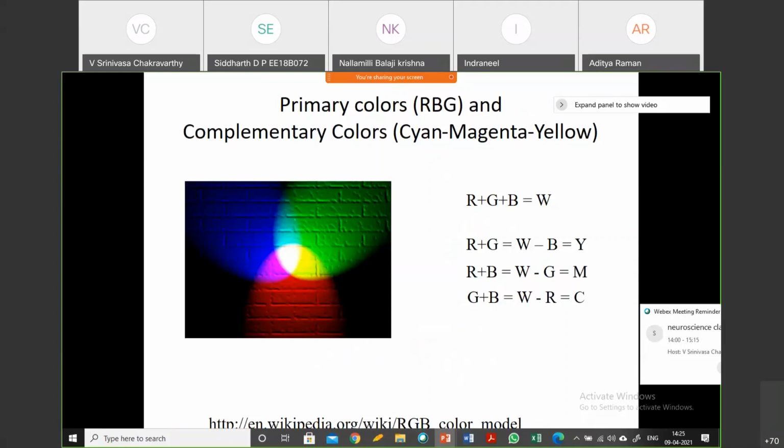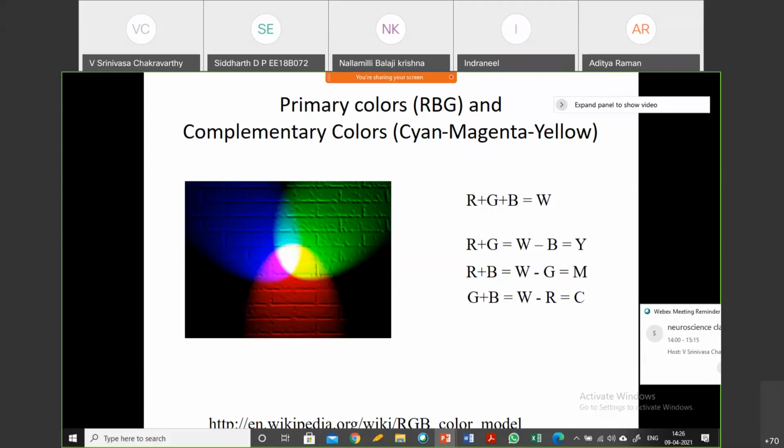So the use of color is the basis of this, what we already know, but I just want to recall that for you. We know that there are three primary colors, RGB, right? Red, green, and blue. And if you add all three, you get white, right? And therefore, if you do a simple algebra of colors, you get R plus G is equal to W minus B, and W minus B happens to be yellow. So R plus B is W minus G, which happens to be magenta, and G plus B is W minus R, which happens to be cyan.